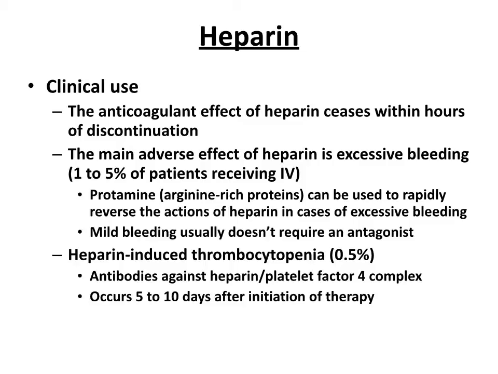after discontinuation. However, with any of these anticoagulants, the really big thing you need to remember is that a potential problem and something you have to be aware of and look out for is excessive bleeding. This can happen to up to 5% of people who are getting this stuff IV. Of course, if somebody screws up and gives a bigger dose than they're supposed to, then you have problems as well.